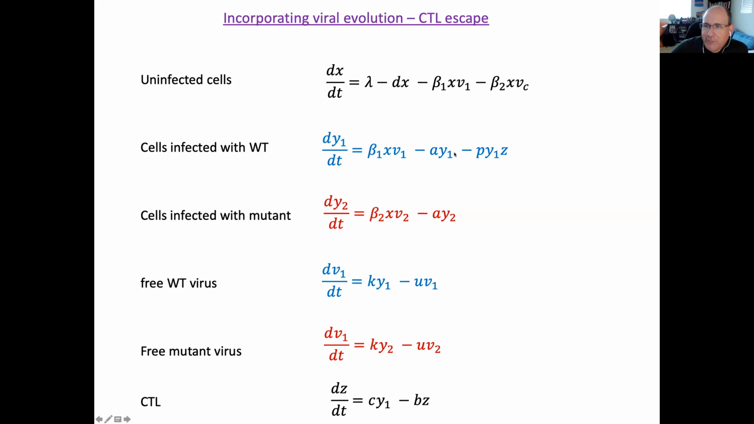So the CTL kill the cells infected with a wild type, but a corresponding killing term is not included for the mutants, and so the mutants can escape this suppression and grow to higher levels. That's sort of the basic structure of what we're talking about.